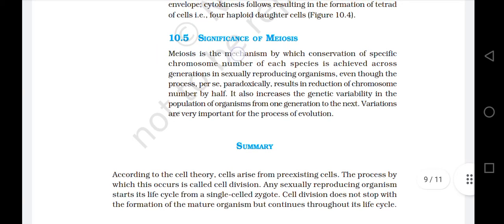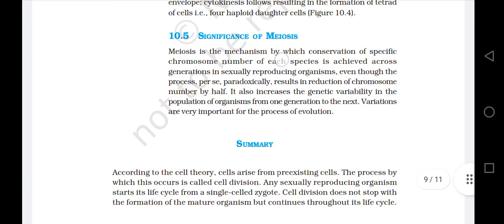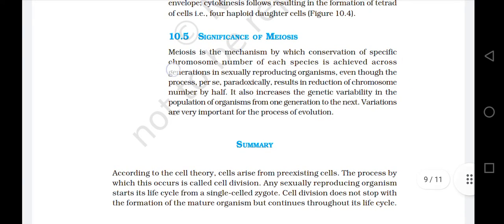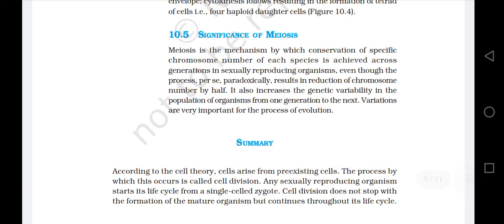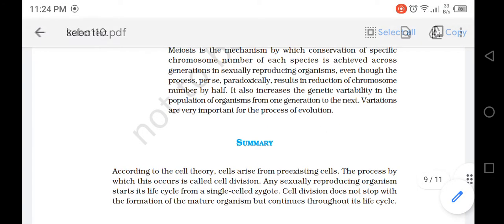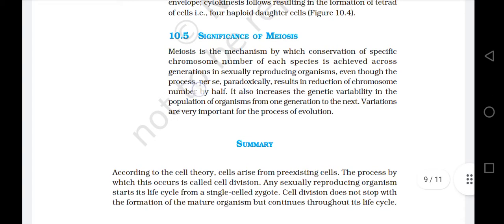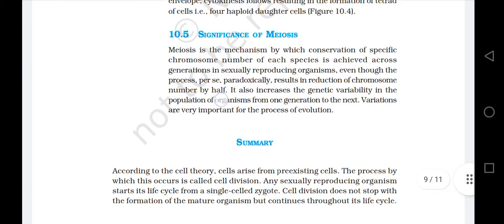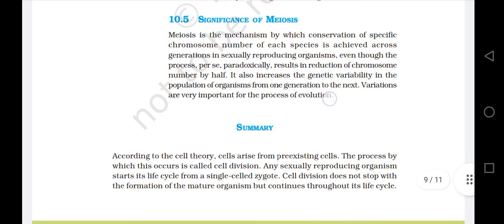10.5 Significance of meiosis. Meiosis is the mechanism by which conservation of specific chromosome number of each species is achieved across generations in sexually reproducing organisms. Even though the process per se paradoxically results in reduction of chromosome number by half, it also increases the genetic variability in population of organisms from one generation to the next. Variations are very important for the process of evolution.